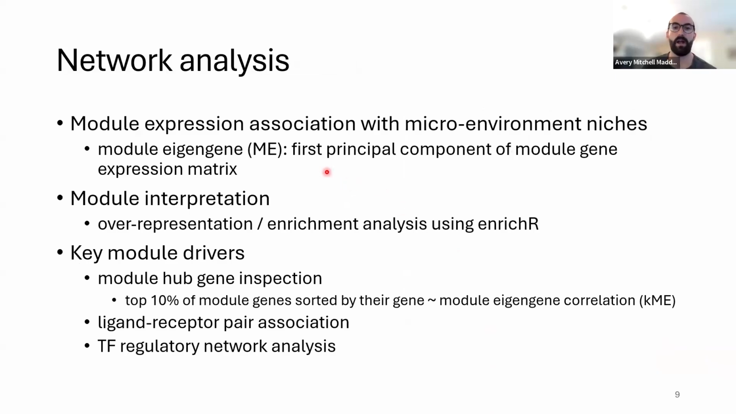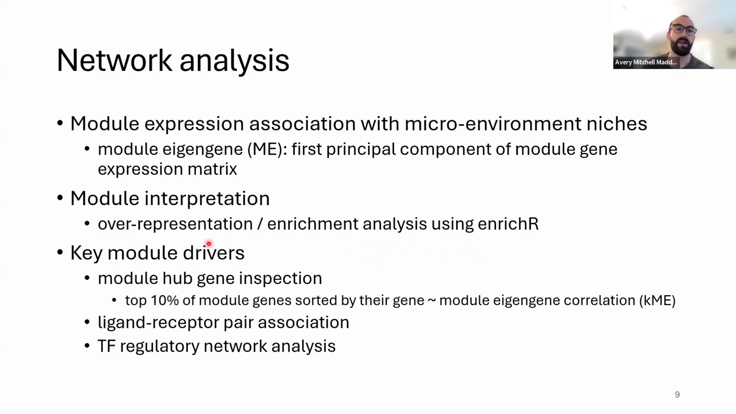So once we have our network, we proceeded with our analysis in three main stages. First, we looked to see if our modules' expression was associated with any of these microenvironmental niches. To perform this, you can use the module eigengene, which is the first principal component of the module gene expression matrix, and it basically captures what the overall expression level is of a given module. To then understand what these modules actually represent, we can perform over-representation enrichment analysis using Enrichr.